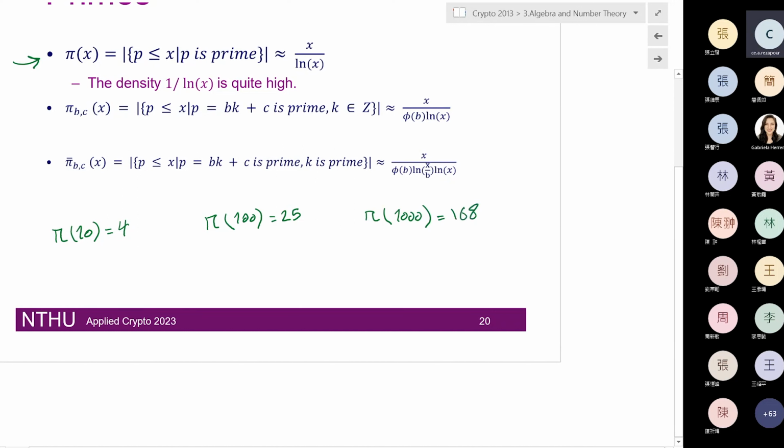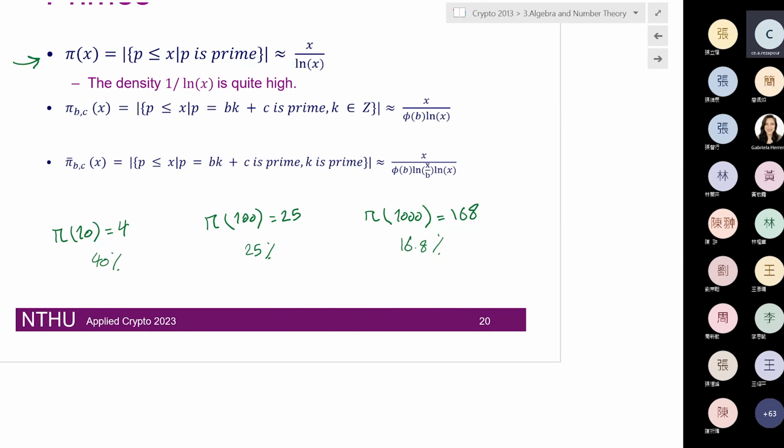So given the percentage, we have 10 integers that you could cover, but only 4 of them are prime. So only 40% are prime. Over here, you have 100 possible integers, but only 25%. And over here, you have 1,000 integers, but only 16.8%. So it is just reducing and reducing and reducing.